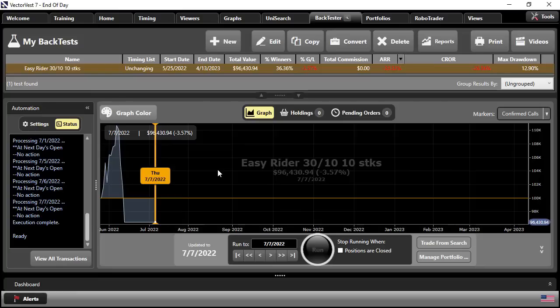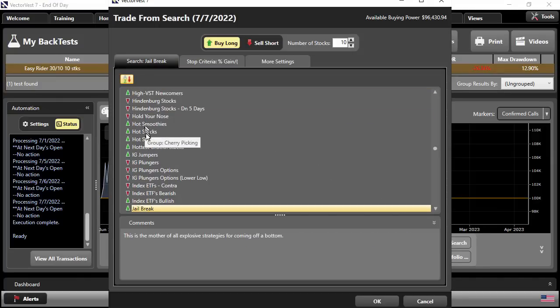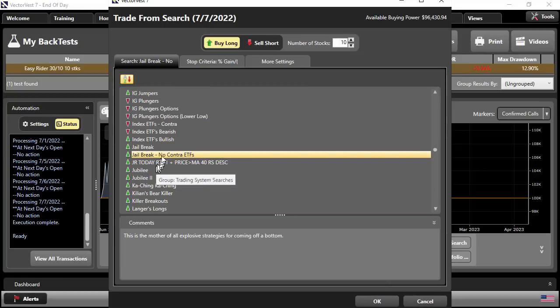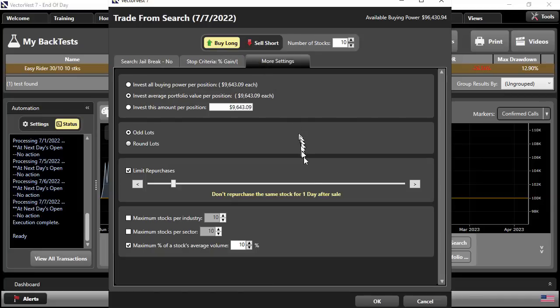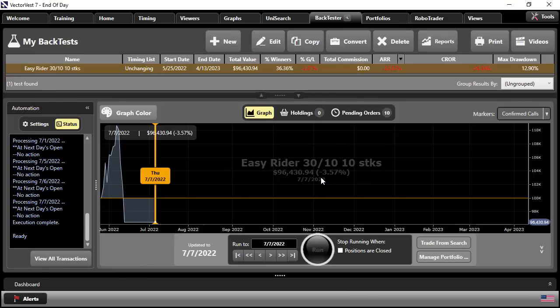So we've advanced to July 7th, and my notes tell me that our next search was Jailbreak No Contra ETFs. So I'm going to come to the trade from search button, find Jailbreak No Contra ETFs, and select it. All of the portfolio settings have remained the same. Click OK. Do you want to update your situation settings with these settings? Yes, because on a replacement basis, I want to replace anything that stops out with Jailbreak No Contra ETFs. And I want to run the test up to August 29th, which was my next down signal, and click run.